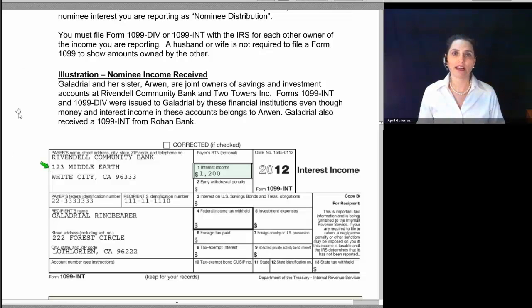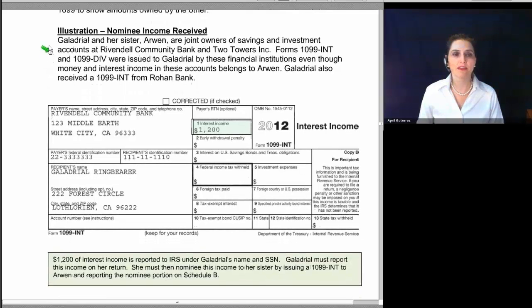Well, if you get a 1099 DIV with your Social Security number on it, you have to do something about it. And what you have to do is report the income on your return. But is it fair for you to pay tax on income that's not yours and really belongs to your mother? The answer is no, and so that's why we have this nominee distribution concept in place. And I have an illustration here of how that might work.